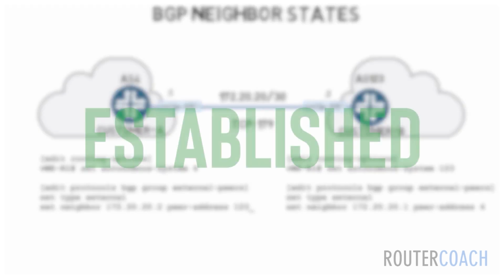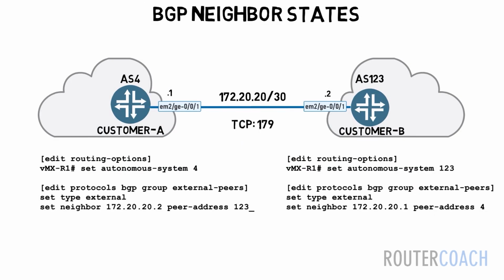And finally, we have the established state. The BGP neighbour adjacency is completed and the BGP routers will send update packets to exchange routing information. Every time we receive a keep alive or update message, the hold timer will be reset. In case we receive a notification message, we will jump back to the idle state.